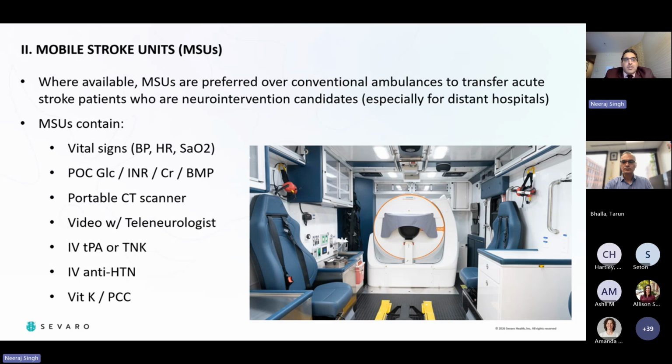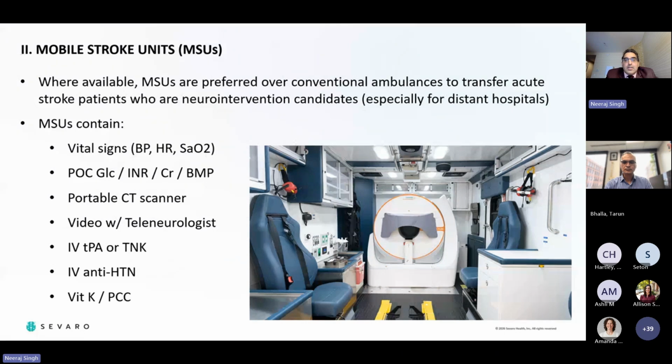Typically, these mobile stroke units will contain the basic things that even a conventional ambulance would contain. So ability to check vital signs, ability to check point of care labs like glucose, INR, creatinine, potentially even certain basic labs like a BMP. What's additionally available in these typically is a portable CT scanner, so you can get a non-contrast CT scan of the head done while the patient's en route, and identify if there's a bleed or if there's not. A major thing to distinguish before we can continue with our treatment process.